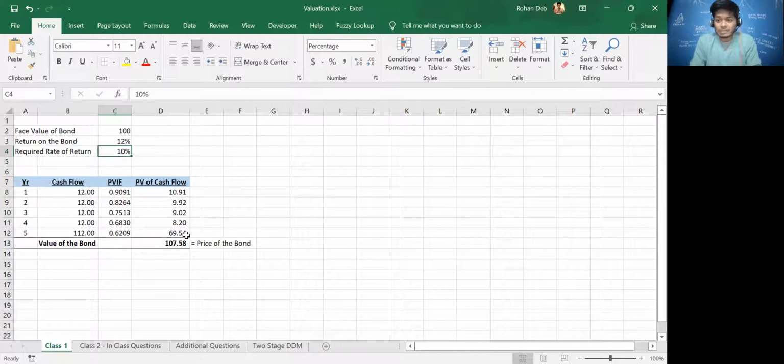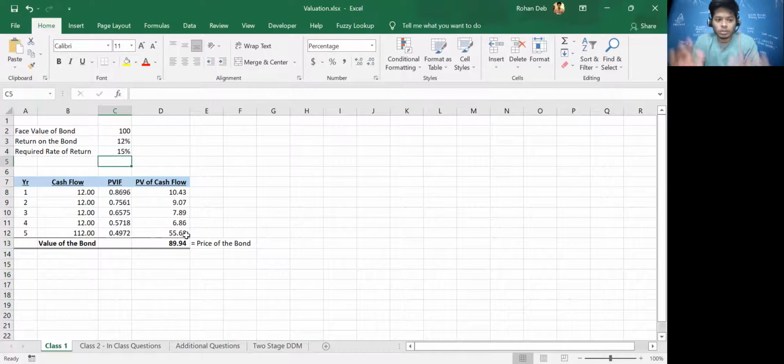Okay. So that's something that mentally, when you solve a sum and you see that the return on the bond is 12% and the required rate of return is lesser, you can make a note that, okay, if the required return is lesser than the return on the bond, then I'll have to pay more than the face value.